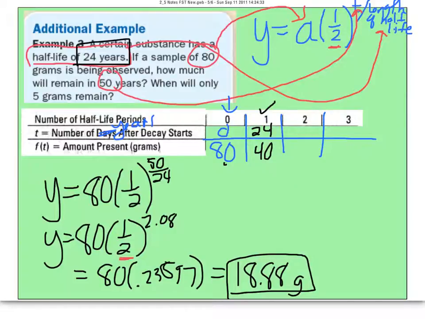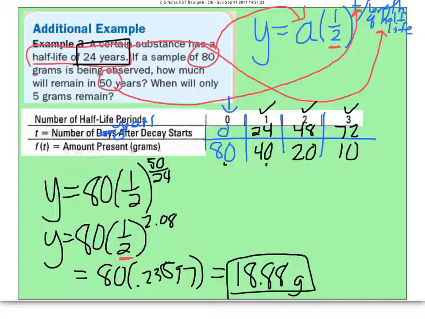Okay? Now another half-life is going to take place, so another 24 years, which means we're at 48 years. In 48 years, this is going to cut in half again to 20. Let's do another one. A third half-life, another 24 years goes by, and we're going to be at a total of 72 years, and the substance cuts in half again.